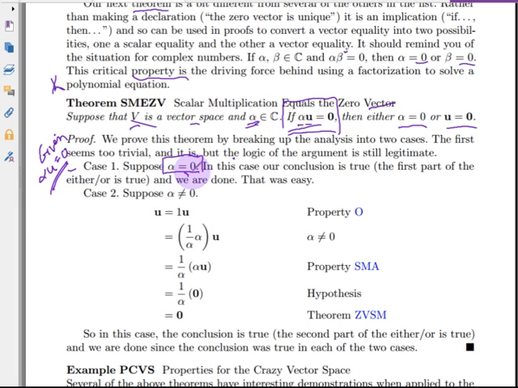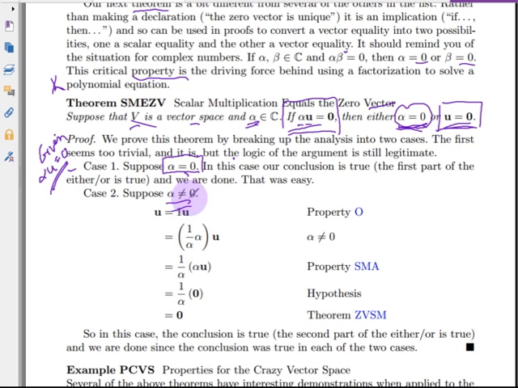If alpha is equal to 0, then we're done because that was the first conclusion. So if alpha is equal to 0, the first condition holds. We don't need to go any further. Now for case 2, we suppose that alpha is not equal to 0. That means that we have to show the second condition holds, because if the first condition doesn't hold, then the second condition must hold.